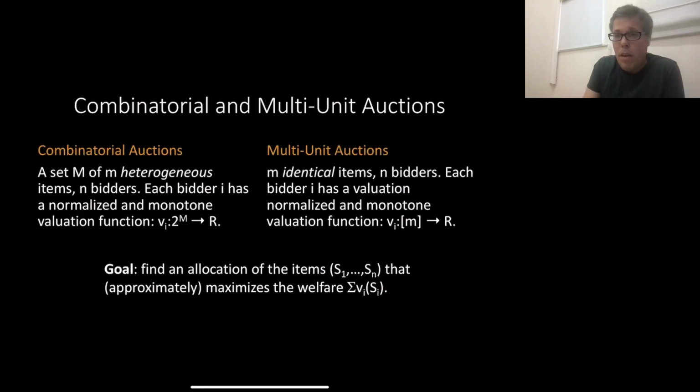Multi-unit auctions are the same thing, except that all items are identical. So a valuation function just gives a value for each possible number of items. And the goal in this talk is going to be to find an allocation of the items that maximizes the welfare, at least approximately. Okay? So these are all the standard definitions.